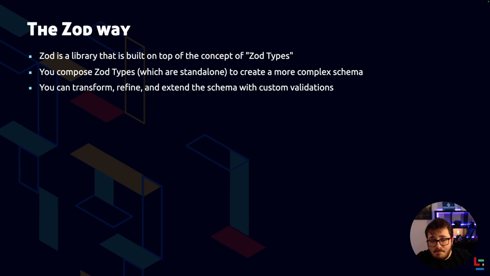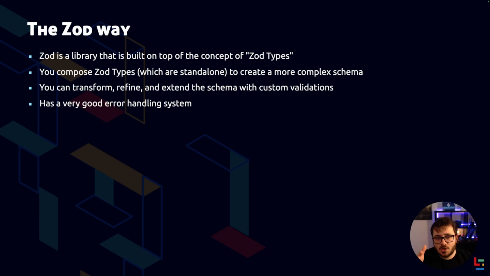So it's basically made to be extended. It's made to be transformed and refined. It's a very good library to handle errors, especially in APIs, because it has a very, very good messaging system. It's very focused on completeness and clarity.